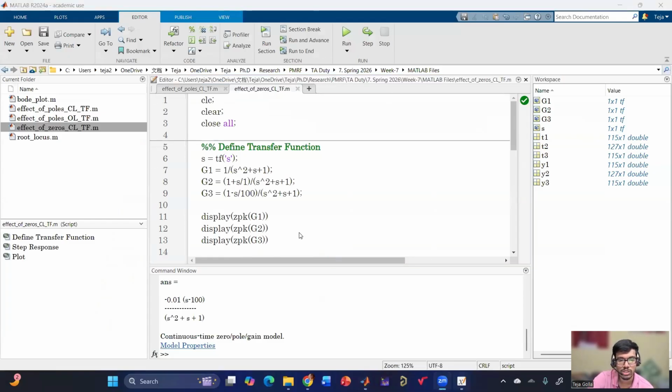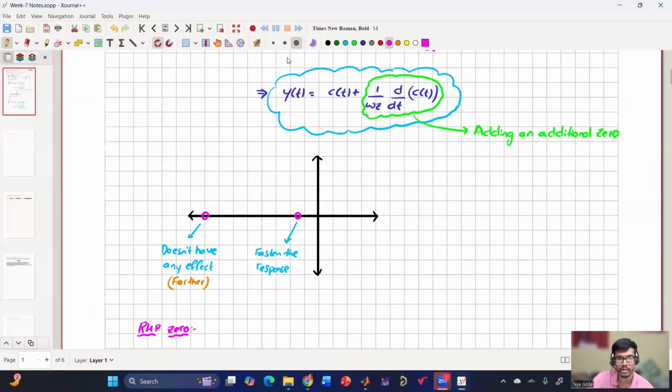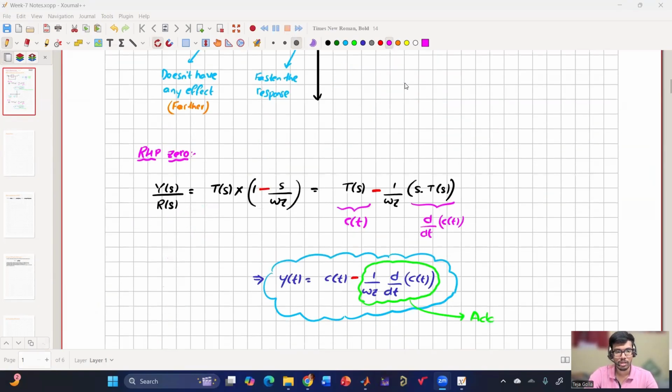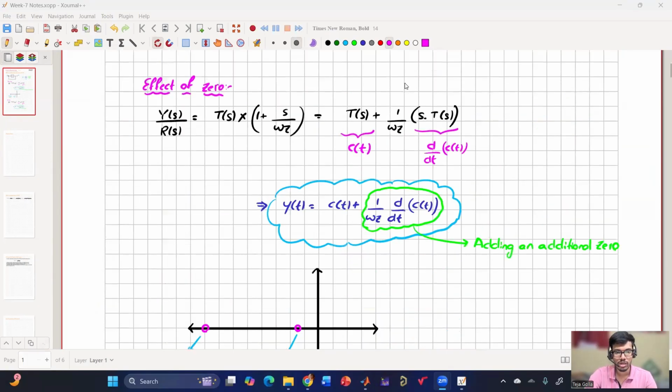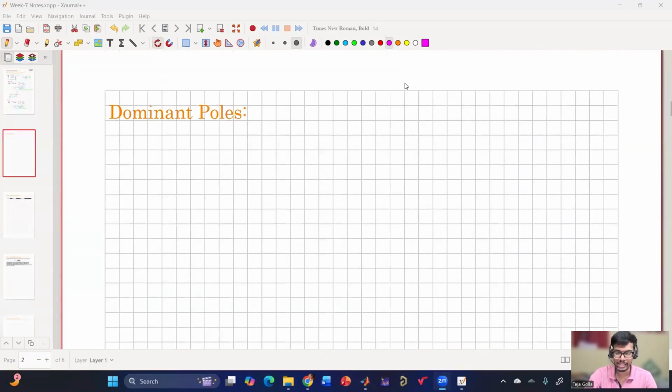So when they are closer to the imaginary axis, they are having an impact. As we push further, we are not having an impact. So in this way, we can see that if we are having any 0 that is affecting the response, our objective is to push it far away so that it will not have any impact. So this is the effect of zeros. Now coming to the effect of poles, and then we'll also be learning what are dominant poles.